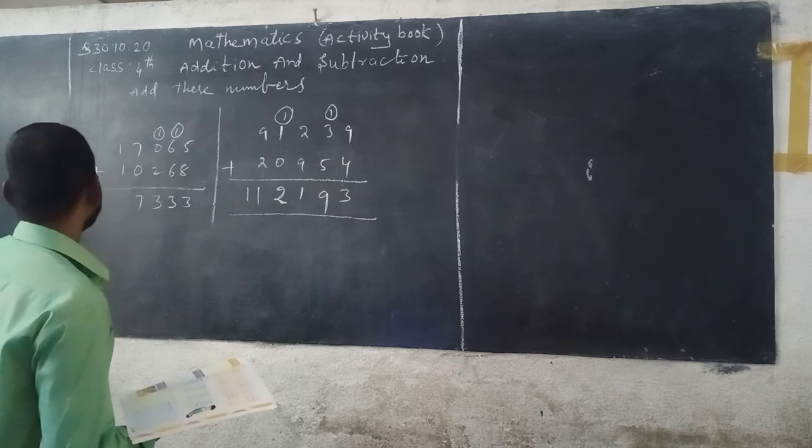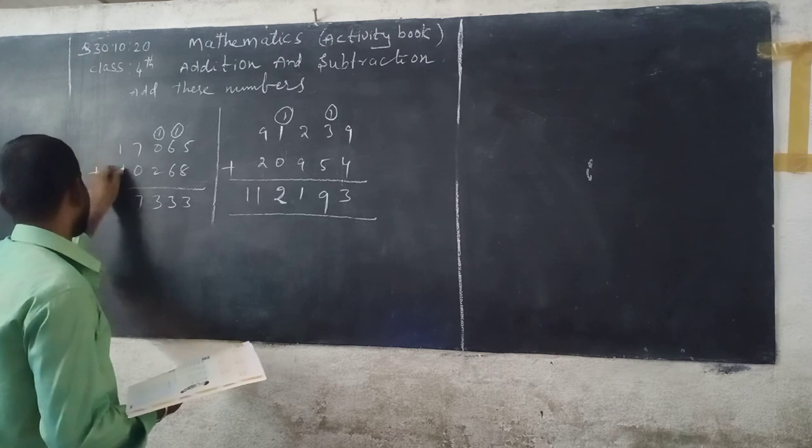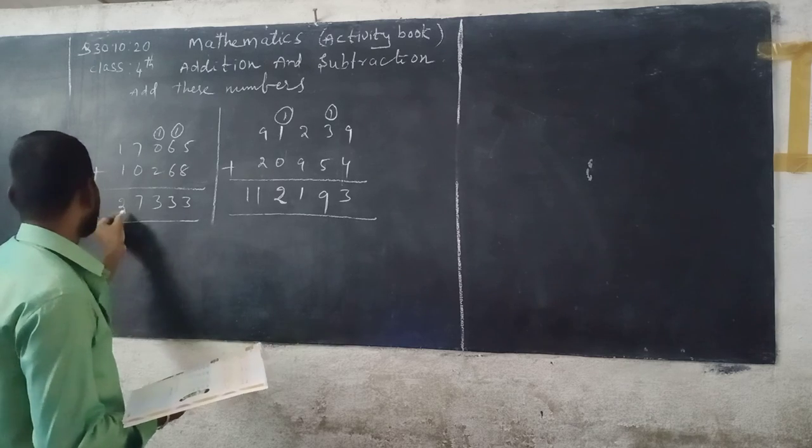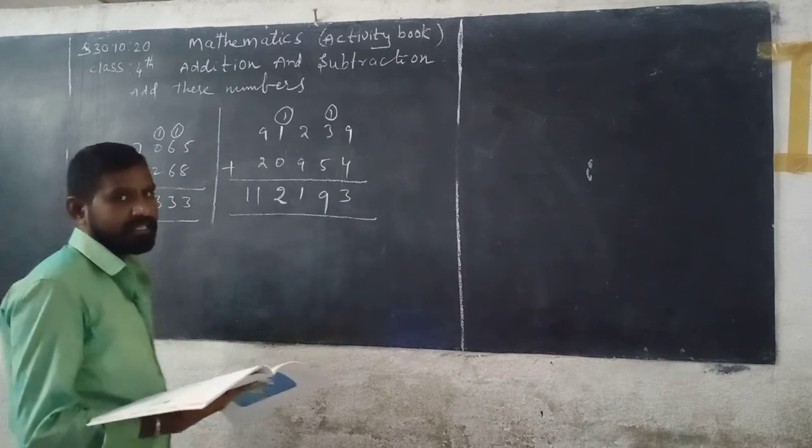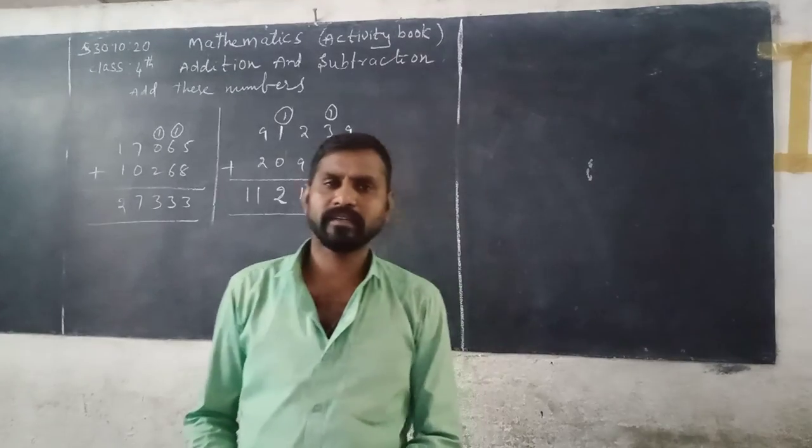Next, that is the last, we add the digits in the 10,000 place, that is 1 plus 1, you get 2. So the sum is equal to 27,333. So today your class is completed. Thank you everybody.